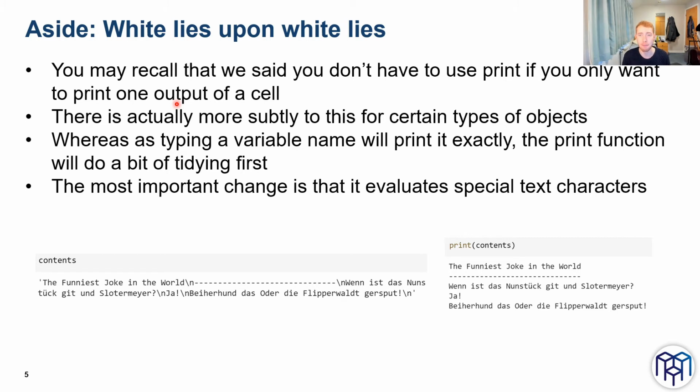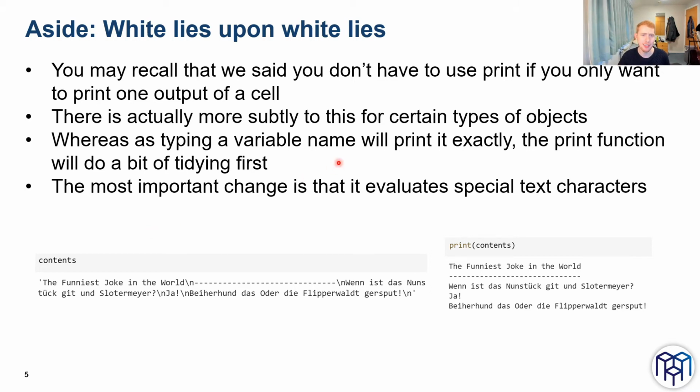So there's actually even more white lies on top of that original white lie, and that is that using print and just putting a variable by itself have slightly different outputs. And we actually discussed this in the additional notes of session 1. And the technical difference is between these two representations of strings called repr and str for string. Now, we're not going to get into the details of that. The important thing to bear in mind is that just typing a variable name and typing print of that variable might give you slightly different outputs. Generally, they'll be basically the same, but might be slightly different.